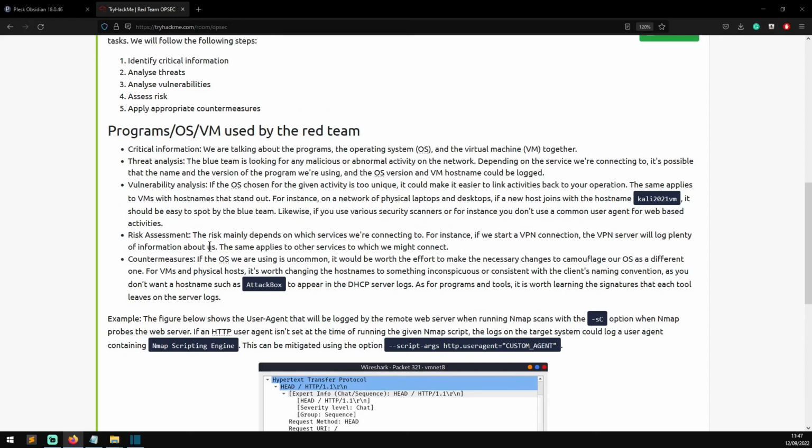Risk assessment. This risk mainly depends on which services we're connecting to. For instance, if we start a VPN connection, the VPN server will log plenty of information about us. The same applies to other services to which we might connect.